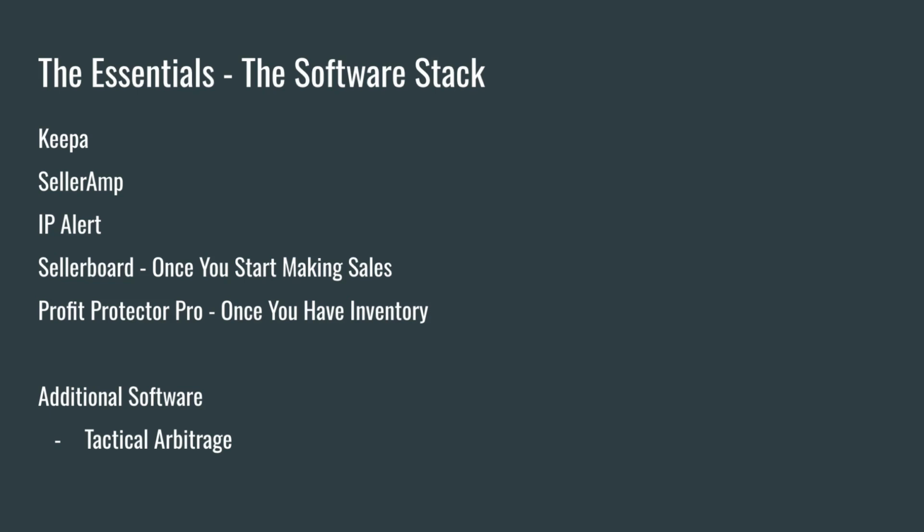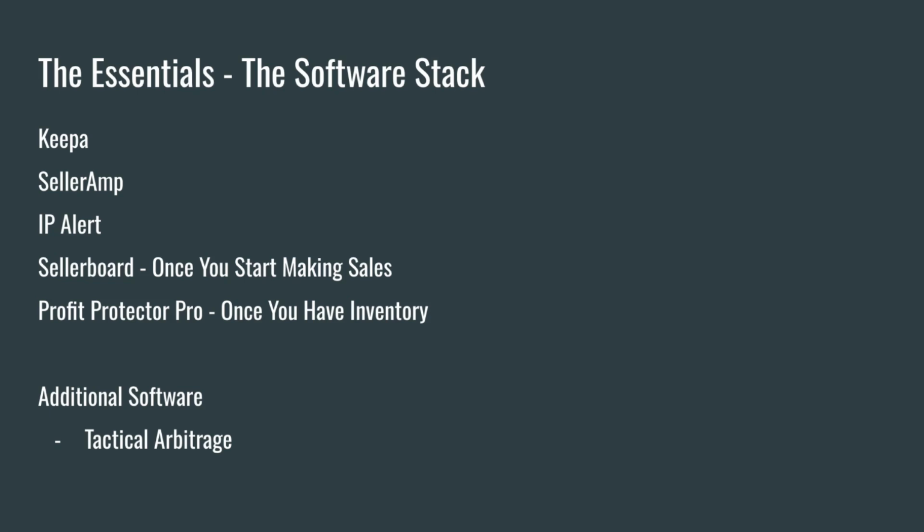Now we're also going to need Sellerboard, which we've already talked about in the course, but this is only needed once you start making sales. Then you want to start tracking what inventory is selling through and how much profit you're making. If you haven't sourced your first product, you don't need this yet. If your first product hasn't been made available for sale, you don't need this yet.